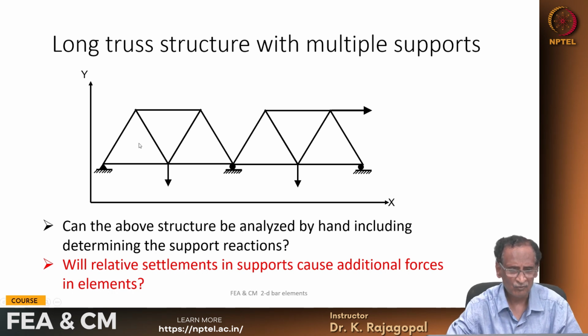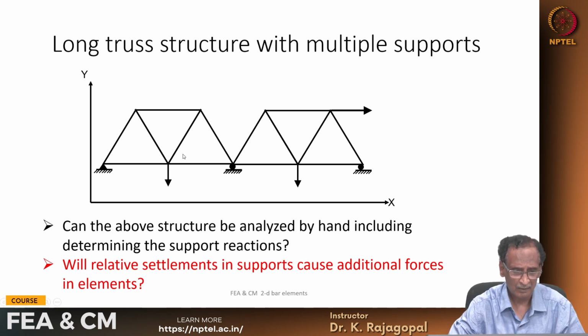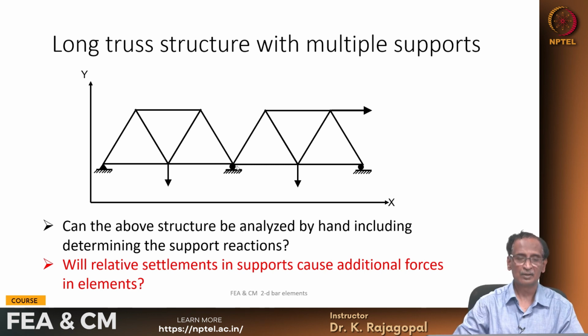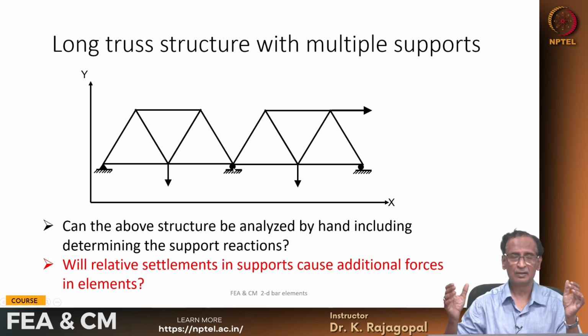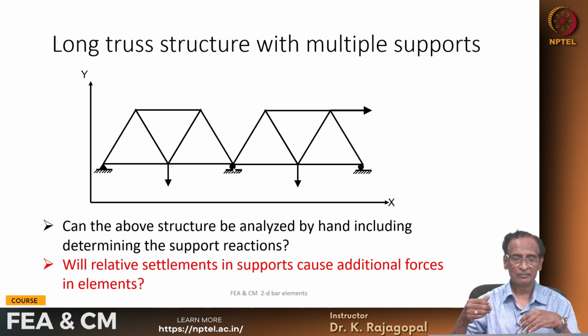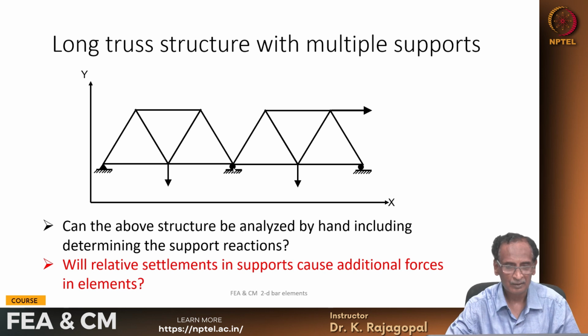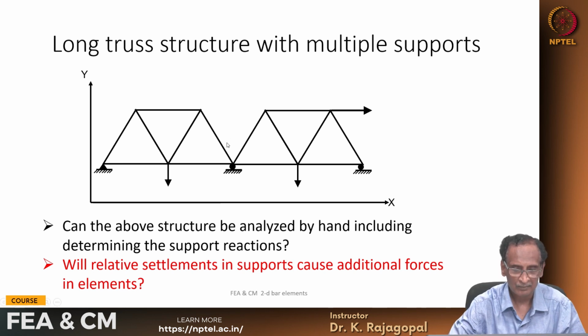And we may have more complicated structures, like this is a system with more than two supports, and so these are all simple truss structures with the different supports. And when we have a very large number of elements and degrees of freedom, can we solve them by hand? Well, we can if you spend more time and more effort, but if you use a computer program, it becomes easier.